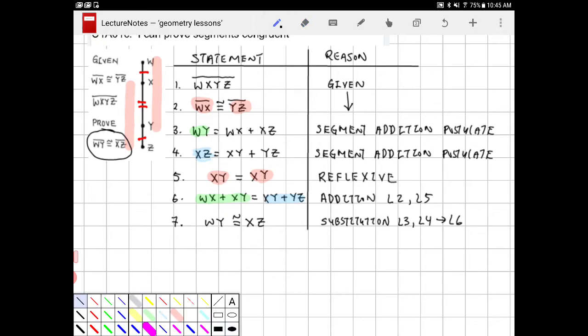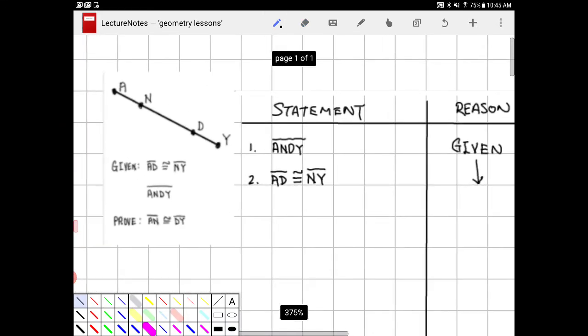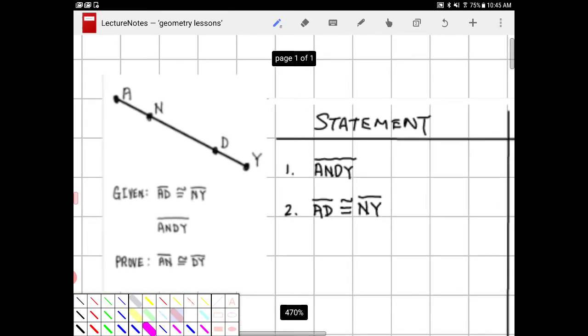So let's take a look at the second example. Again, very similar in nature. Here in this case, we're reversing the order. I'm telling you that AD is the same as NY. And what we're going to do is I want you to tell me that these segments that are in green are going to be the same. See if you can convince yourself that that is going to be true.